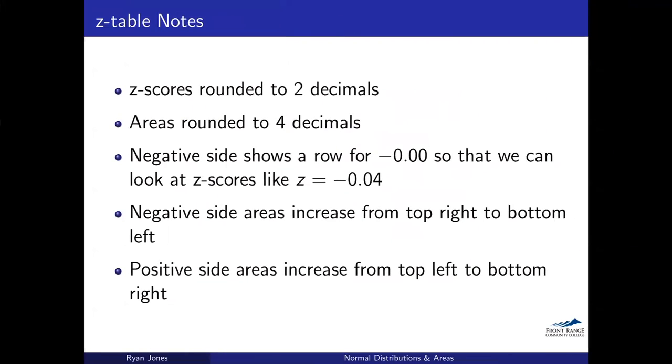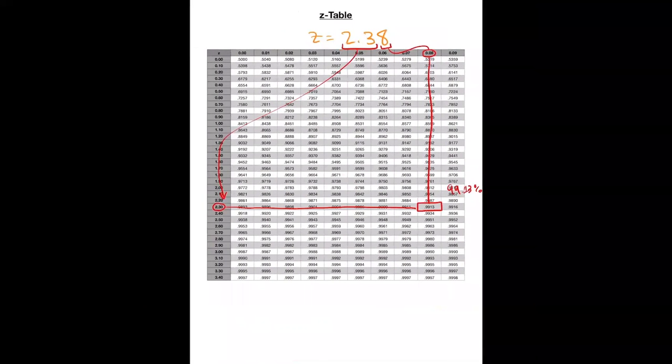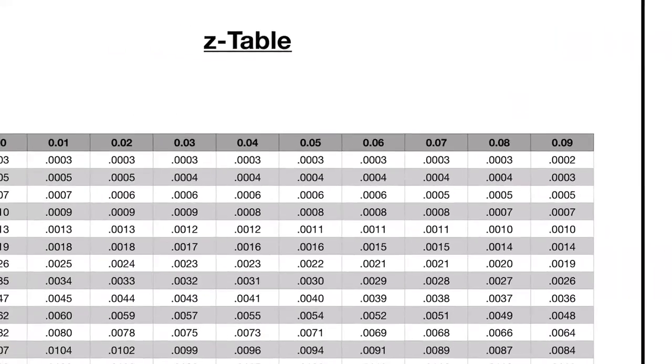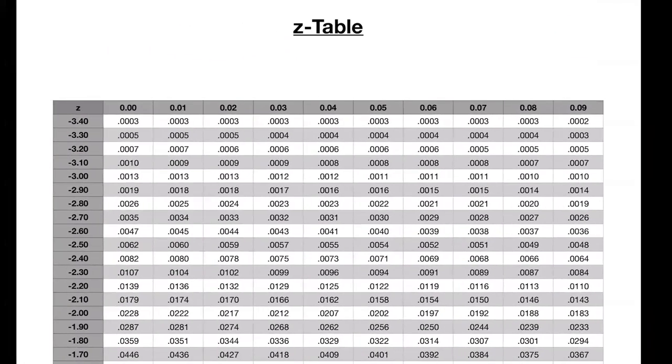Some other things: on the negative side of the z-table, the area that we're looking at increases from top right to bottom left. Let's go ahead and look at that on the negative side here. What you'll notice is that if I start in the top right, up here, and look at a z-score of negative 3.49, my area is going to be right there. That's the corresponding 0.09 column and negative 3.4 row right there.